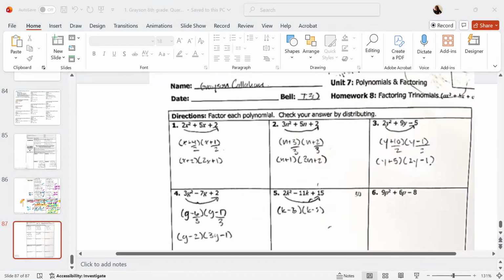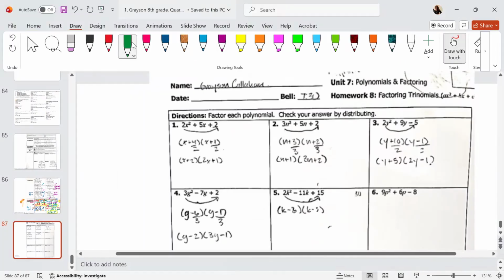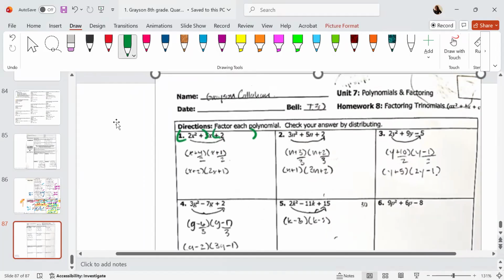For number 1, do you notice that you cannot take a greatest common factor out for that one? Because it's the one where you have to determine is it a greatest common factor or is it just direct factoring? 2, 5, and 2, there's nothing to take out, right? So then what you're going to do is just put them into 2 parentheses. So 2 times 2 is 4.